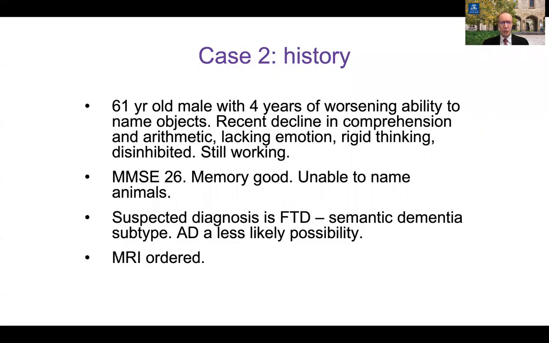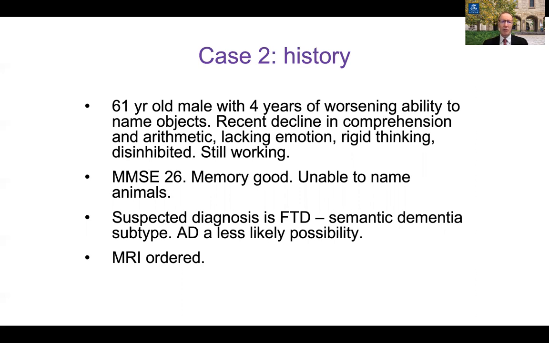Case history number 2: a 61-year-old male with 4 years of worsening ability to name objects. Recent decline in comprehension and arithmetic. The patient was lacking emotion, was showing rigid thinking, and had become disinhibited. Amazingly, the patient was still working at this time. Cognitive examination wasn't bad. Mini mental state score was 26 out of 30. That is down a bit.